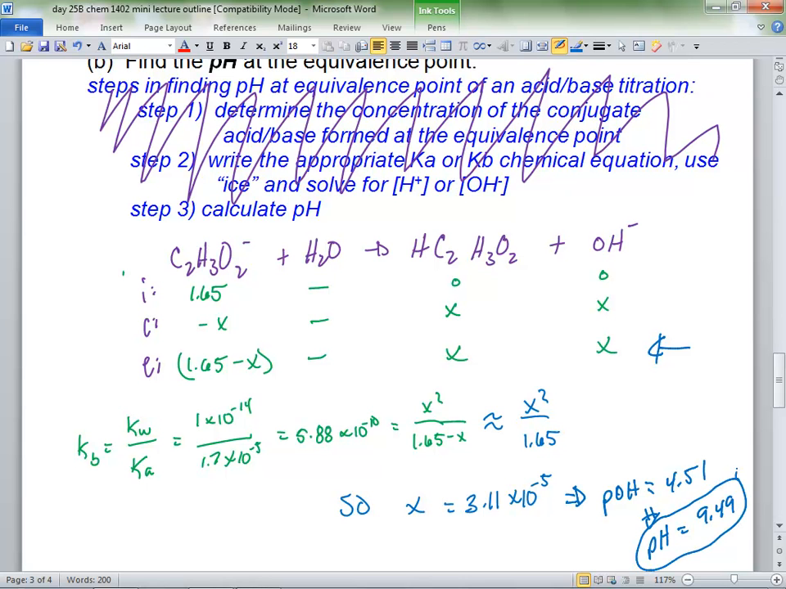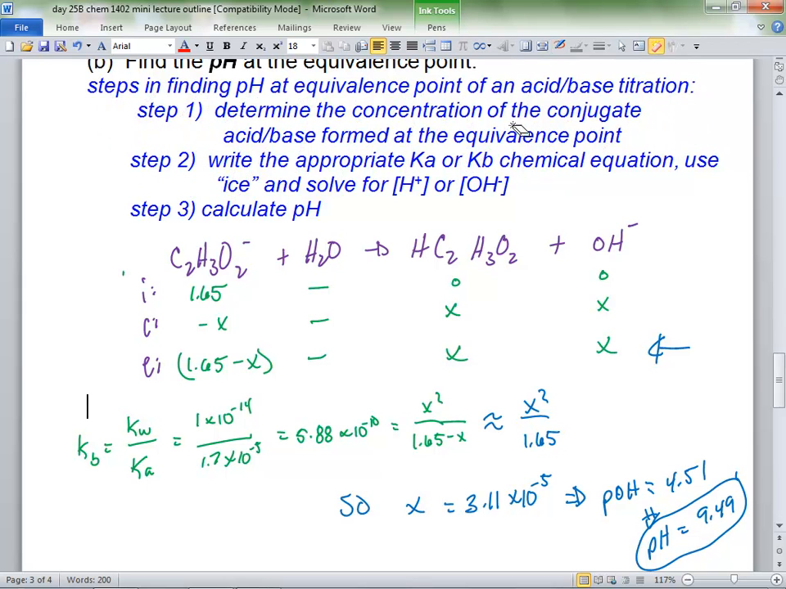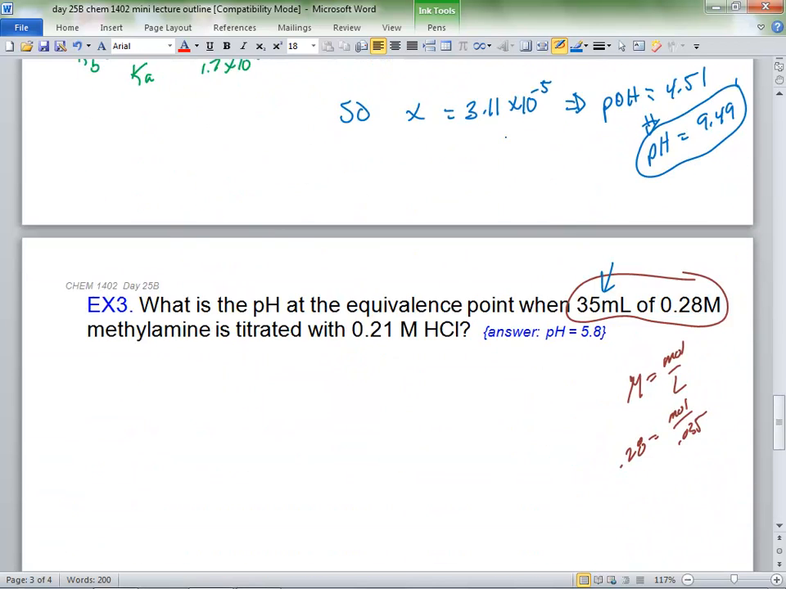Okay. pH plus pOH is 14. Make sense? Okay, so you try it. Now, you can follow these little steps, but I say you've done this so much, you really don't need those little steps.